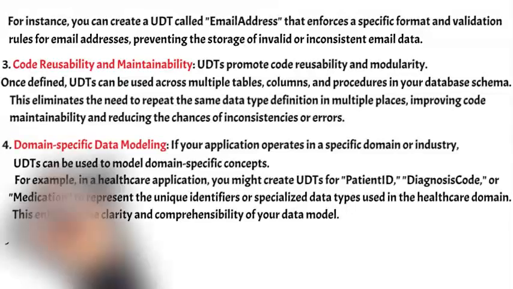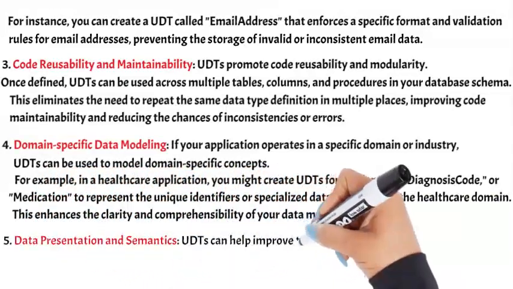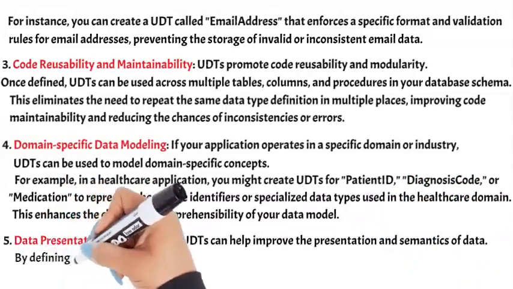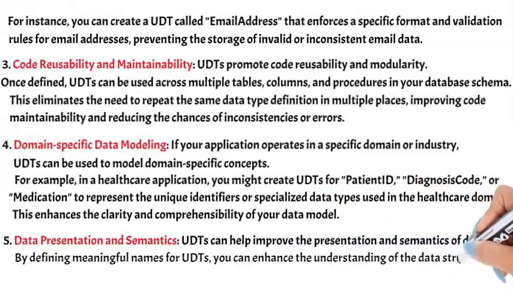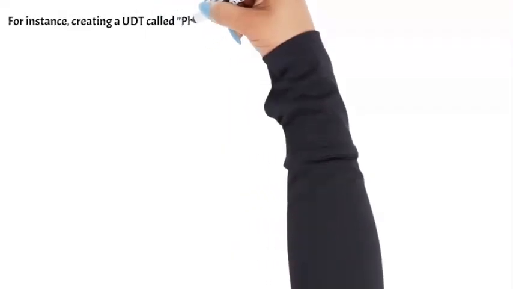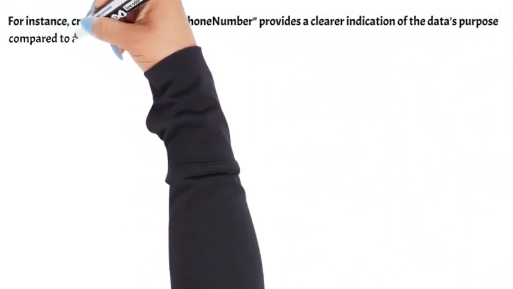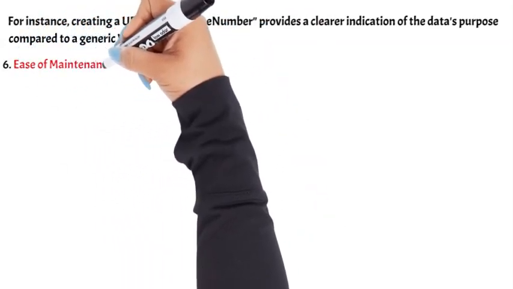5. Data presentation and semantics. UDTs can help improve the presentation and semantics of data. By defining meaningful names for UDTs, you can enhance the understanding of the data structure and its purpose. For instance, creating a UDT called phone number provides a clearer indication of the data's purpose compared to a generic VARCHAR column.